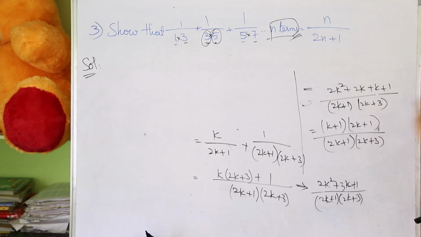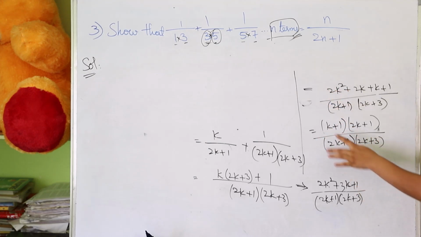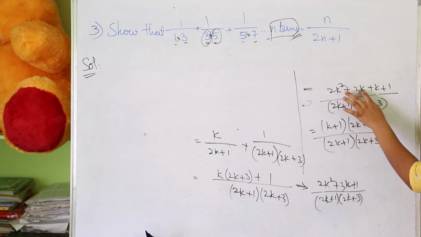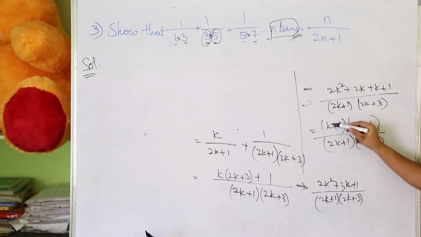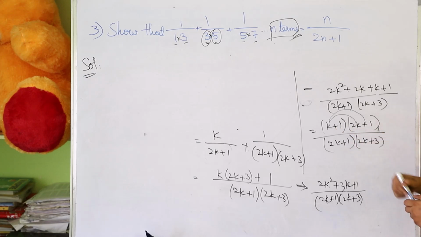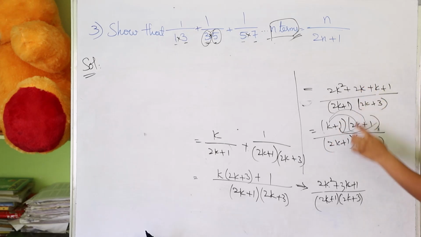Now here you have the denominator as it is. After this, I have written this step because here k into 2k square, right? Next here you have 2k, means 1 into 2k, like algebraic multiplication. Again here k into 1 is k. Again here 1 into 1 is 1. So this is what I have multiplied. Therefore we got this value.